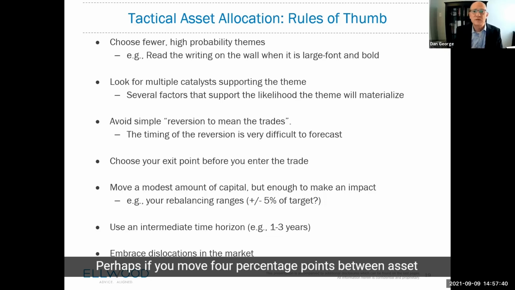If you move 4 percentage points between asset classes, you're still within your policy ranges, and you don't need to revise your statement of investment policy, and importantly, not outside your statement of investment policy. That's not what this is about. But you're still within those allowable ranges and within the guidelines of your statement of investment policy. And 4% may be enough to make a meaningful impact to the extent the investment theme has an opportunity sufficient to earn that 20 to 25 basis points.